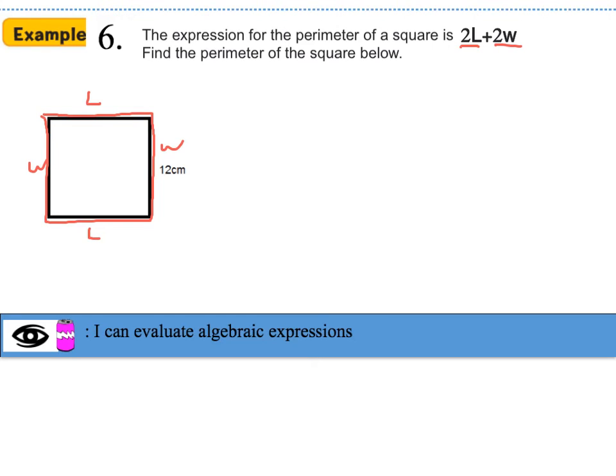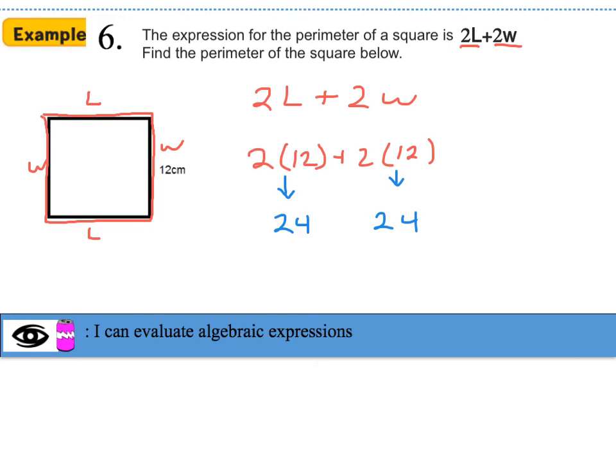So if my expression for perimeter wants me to add up all the different sides, I can write 2L plus 2W, and I can go ahead and start plugging numbers into this numerical expression. So 2 times L, well, the L is worth 12, plus 2 times W, the W is worth 12 as well because it's a square. All sides are equal. Now I can go ahead and multiply 12 times 2, that becomes 24. And I can multiply 12 times 2, which is 24 again. When I add those two together, I get 48.